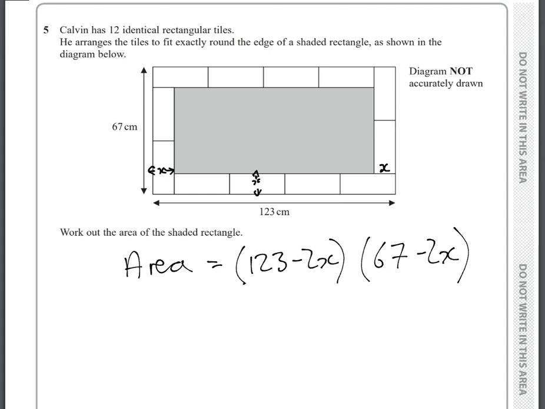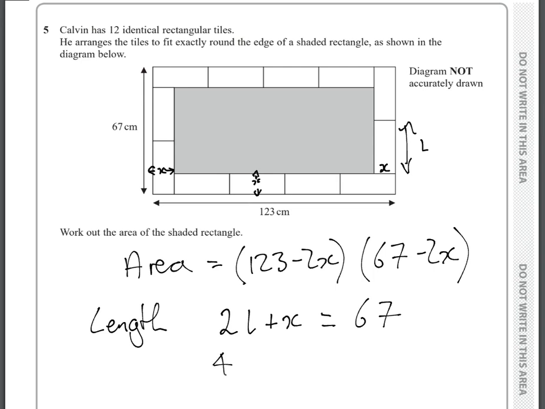Now we also know that the length, we know that 2 lots of the length plus x, so if this is the length that I don't know, 2 lots of the length plus x is 67, and we know 1, 2, 3, 4 lots of the length plus x equals 123.